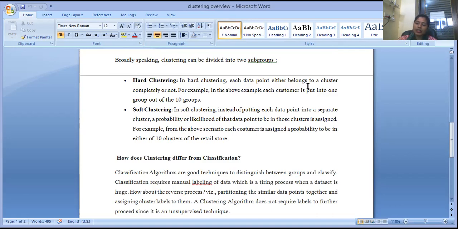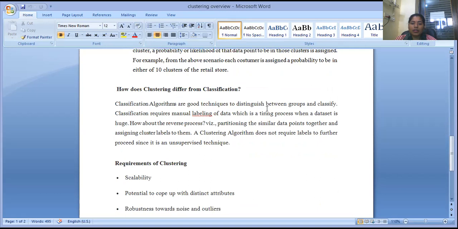So, for a better understanding, hard clustering and soft clustering: in hard clustering, each data point belongs to a cluster completely or not. It might be either that the data point completely belongs to that cluster or not. But in soft clustering, the data point is in separate clusters, and the probability or likelihood of that data point being in those clusters is assigned.